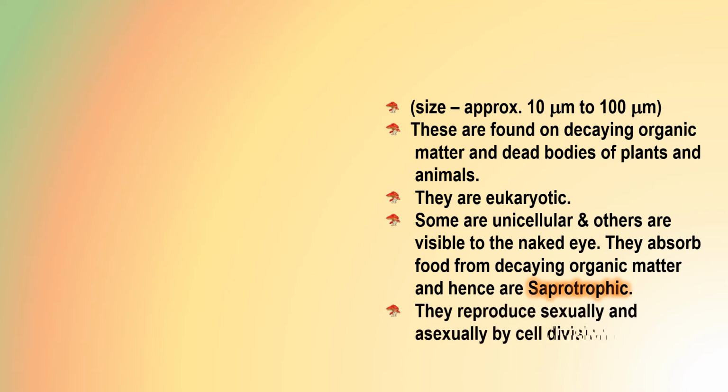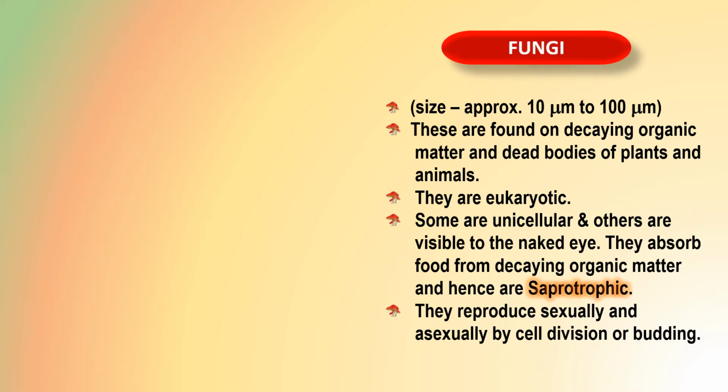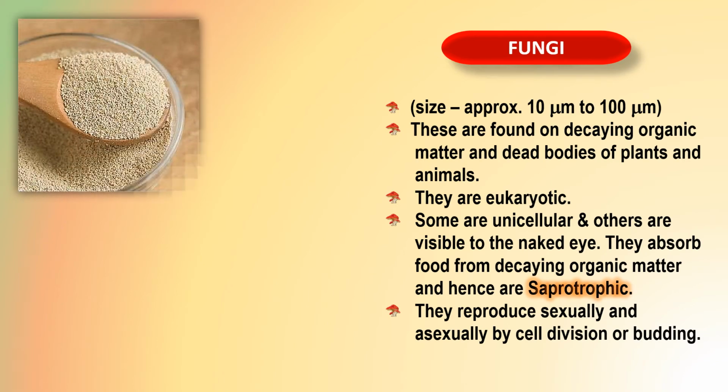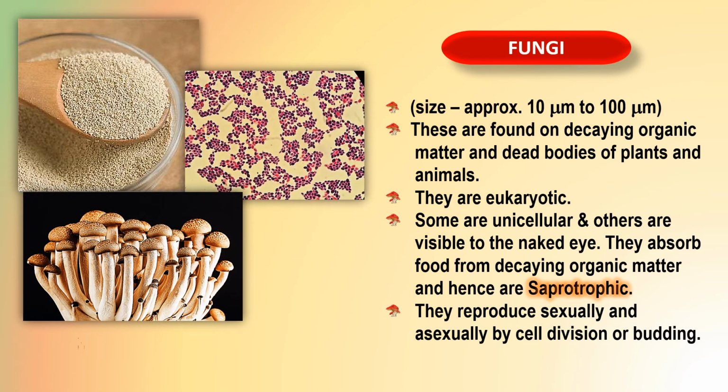They reproduce sexually and asexually by cell division or by budding. These are fungi, the microorganisms called fungi. And we have some examples here like baker's yeast, candida, and mushrooms.